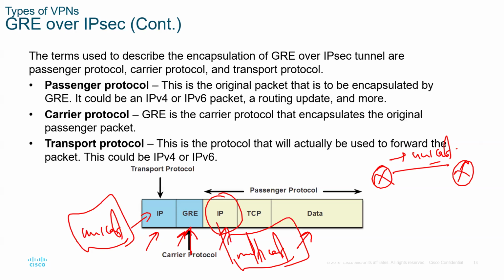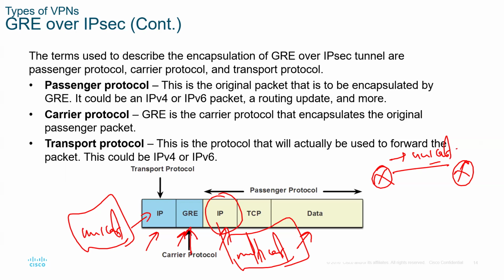So GRE over IPsec is basically a sort of workaround so that we can accommodate protocols that use broadcast and multicast traffic, since our IPsec accommodates only unicast type of communication.